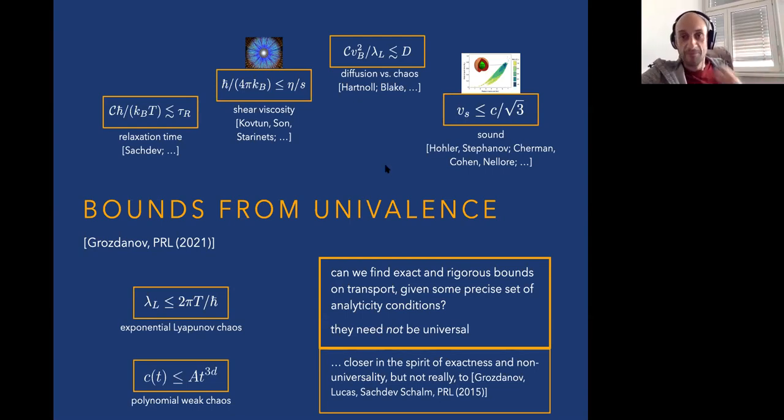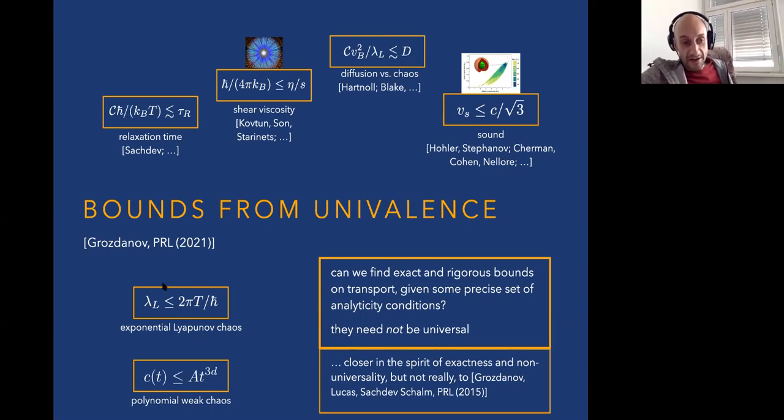So what I want to do now is find these types of bounds on transport, but with the precision of exact inequalities. Because of course, while these are extremely stimulating and motivating, it's very, very hard to make such things precise. And we know that there are always counterexamples to these things. So what I would simply like to do is to understand whether we can come up with some analytic structure that will, at least for some classes of theories, make bounds of this type exact, right?